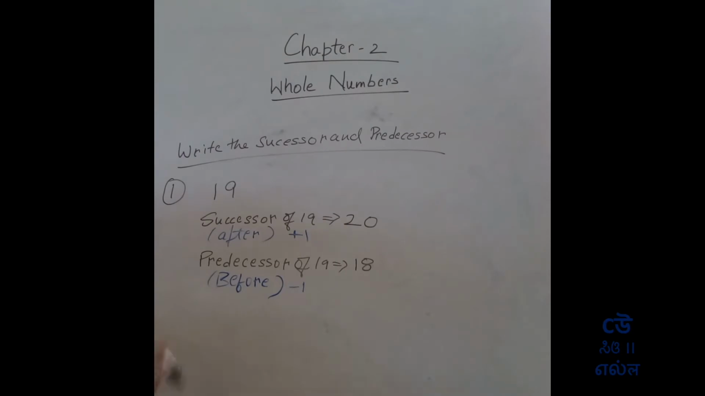Okay. So, for 19, if you add 1, what will you get? 20. So, we already wrote the answer. 19 after number is 20. Next, for predecessor, what do we have to do? We have to subtract 1. So you can check whether the answer written here is correct or not using this method. 19 minus 1 is how much? 18. For successor I will write S, for predecessor I will write P. So successor is 20 and predecessor is 18.